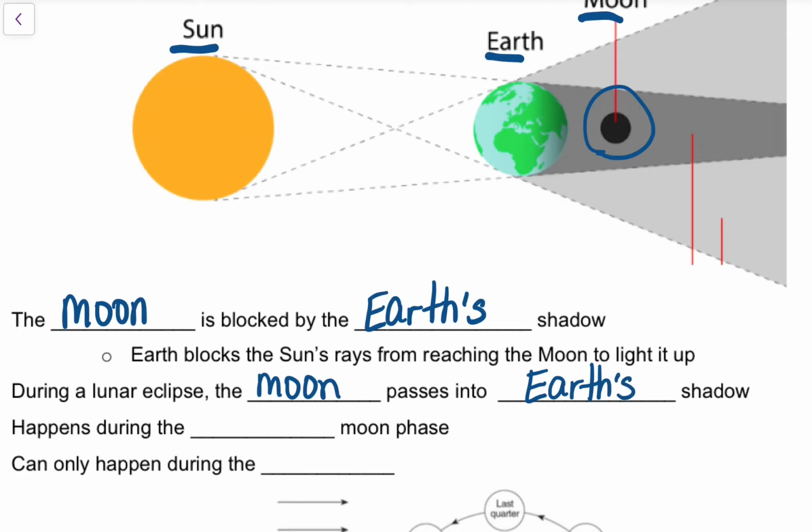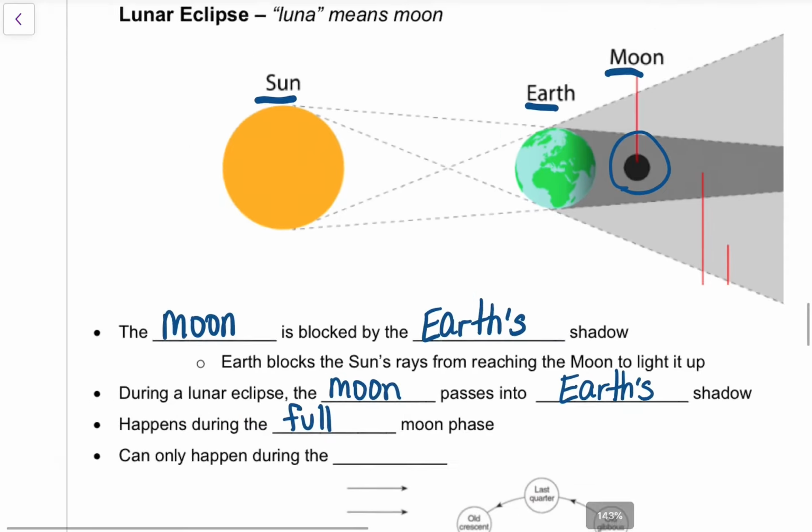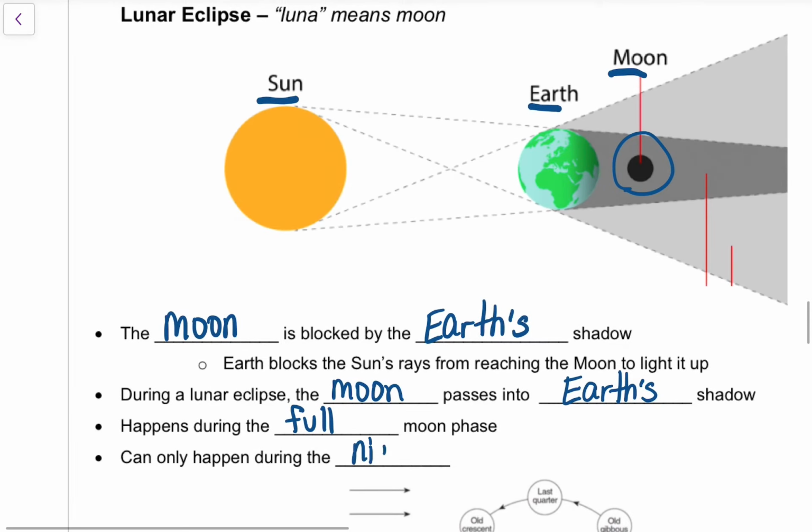And in order for this to happen, the moon has to be in a particular position, and so this can only happen during the full moon phase. So a lunar eclipse can only happen during a full moon. And because it's a full moon, a lunar eclipse can only happen during the nighttime. You cannot see a lunar eclipse during the day.